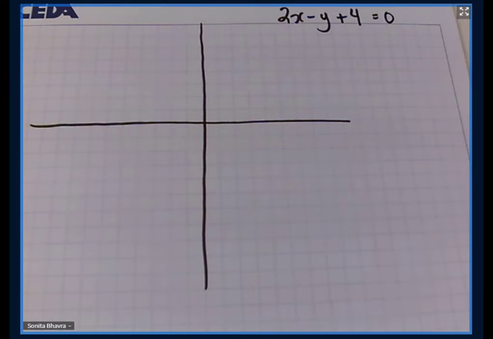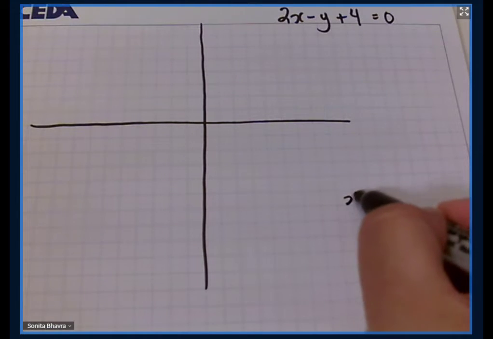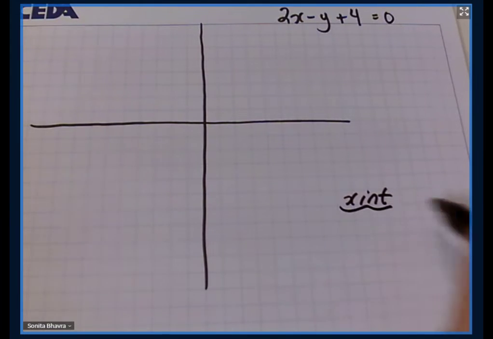All right, so for this example, we have 2x minus y plus 4 equals 0. And if we need to do a quick sketch of this without altering the equation, we can easily find our x-intercept and y-intercept. So to find your x-intercept, make y equal to 0. To find your y-intercept, make x equal to 0. Okay, so for the x-intercept, I'm going to make y equal to 0.